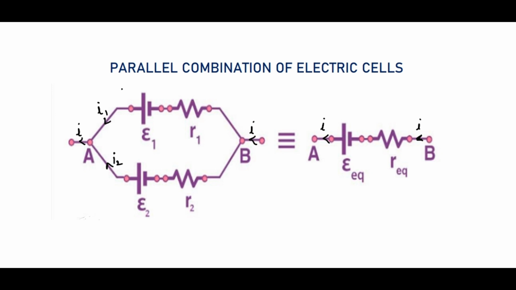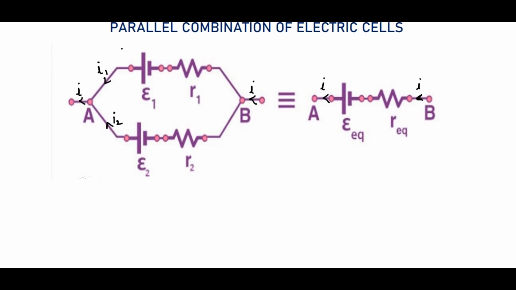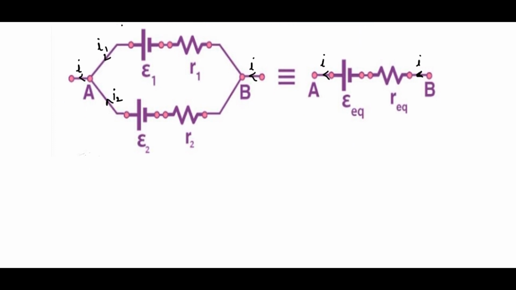Assume that the current from the positive terminal of cell 1 is I1, and the current from the positive terminal of cell 2 is I2. These two combine together at point A and we have I is equal to I1 plus I2 as per Kirchhoff's first rule. And these two cells are connected in parallel, so the potential difference between the two terminals of the two cells is equal.